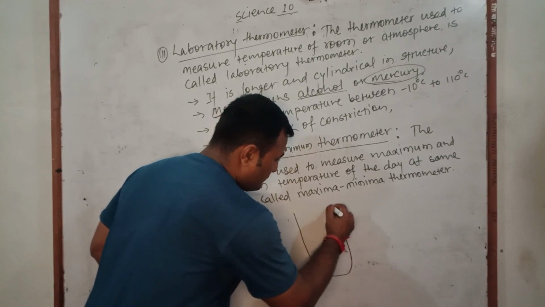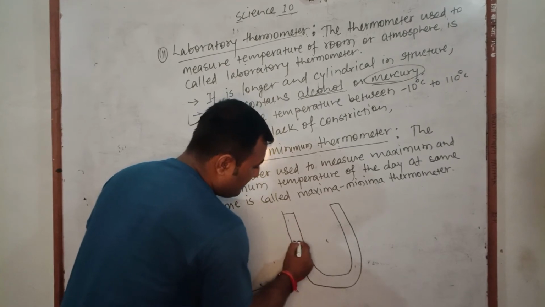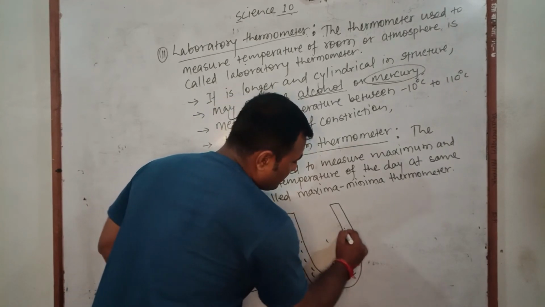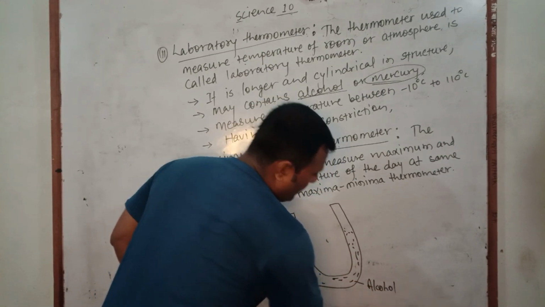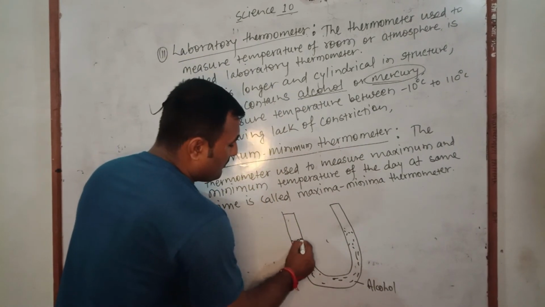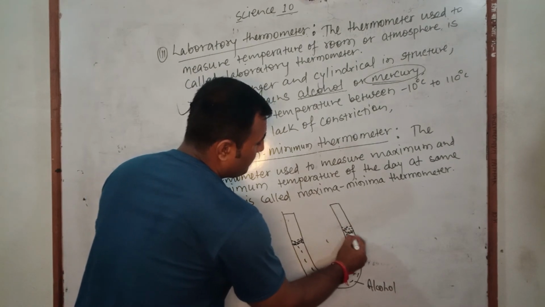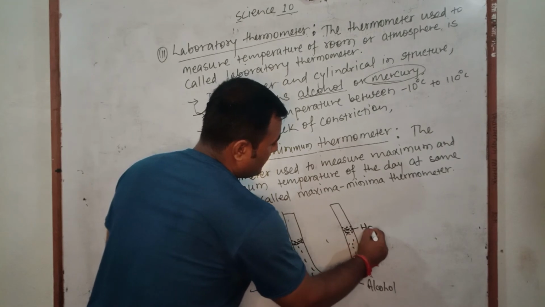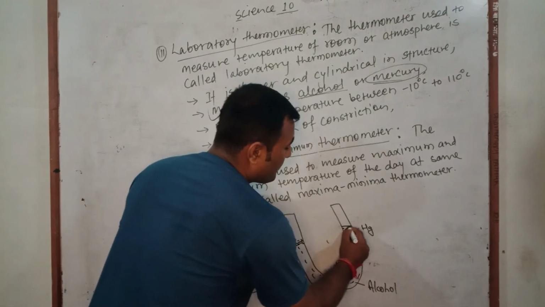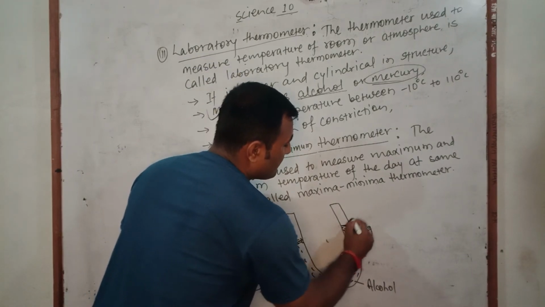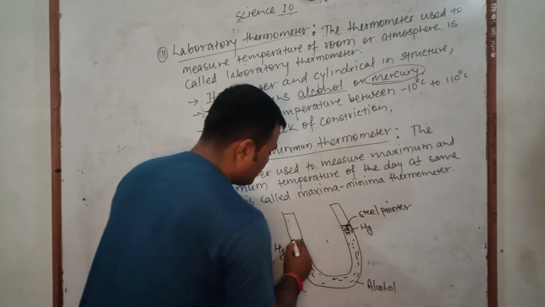Its shape is U-like, and it remains filled by thermometric substance, that is alcohol. Alcohol is used as the thermometric liquid. On both sides, the tip contains a certain level of mercury only. Mercury is there, but alcohol acts like the thermometric liquid. Why? Because it contains a steel pointer.